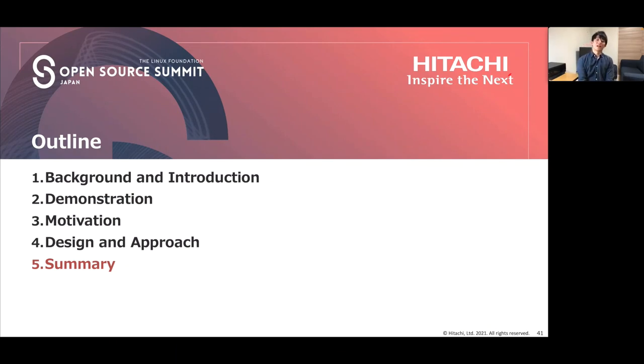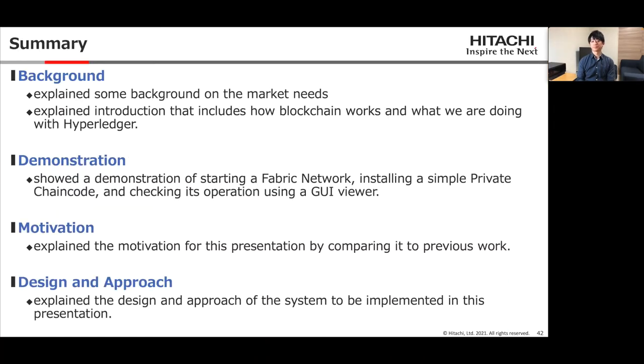Last section. I will summarize this presentation. First, I explained some background on the market needs and gave an introduction that includes how blockchain works. Next, I showed a demonstration of starting a blockchain network with a simple private chaincode installed and checking its operation using the GUI data viewer. Third, I explained the motivation for this presentation by comparing it to related work. Last, I explained the design and approach of the system in this presentation.